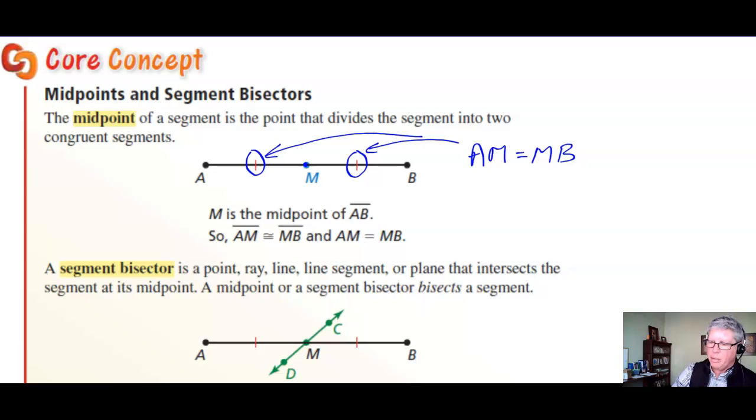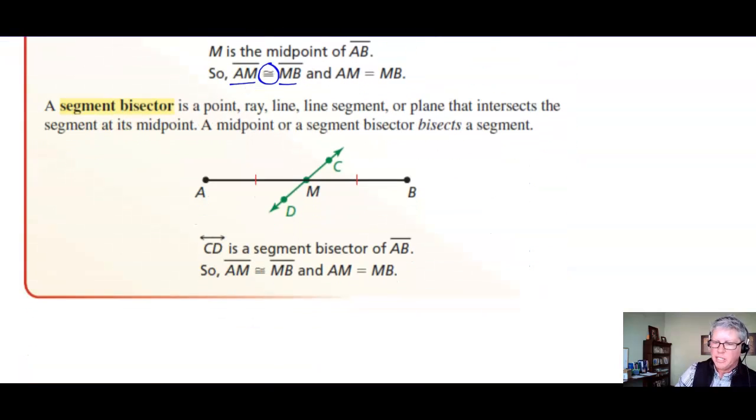All right. Notice the notation once again. If we want to say line segment AM and line segment MB, then we use the congruent sign. So we're saying that shape is congruent, or the same size as that shape. If we don't have the line over the top, then we're saying the distance, which is a number, is equal to that distance. All right. Hey, a segment bisector is anything that actually cuts the line or the segment in half. So here it's pretty easy to see that this green line cuts through right at M.